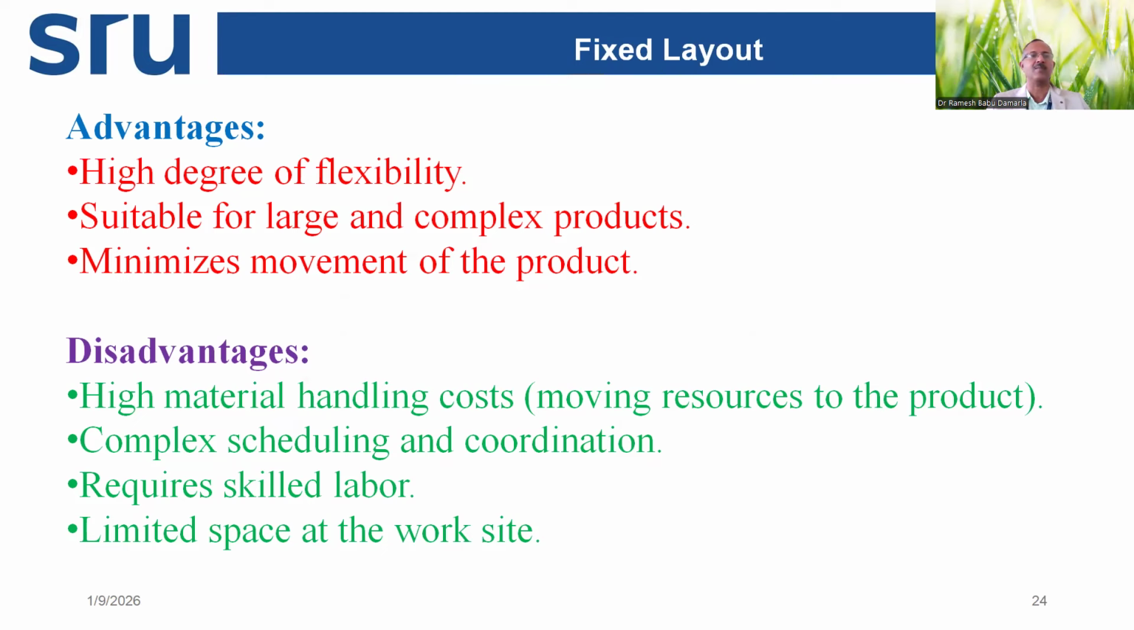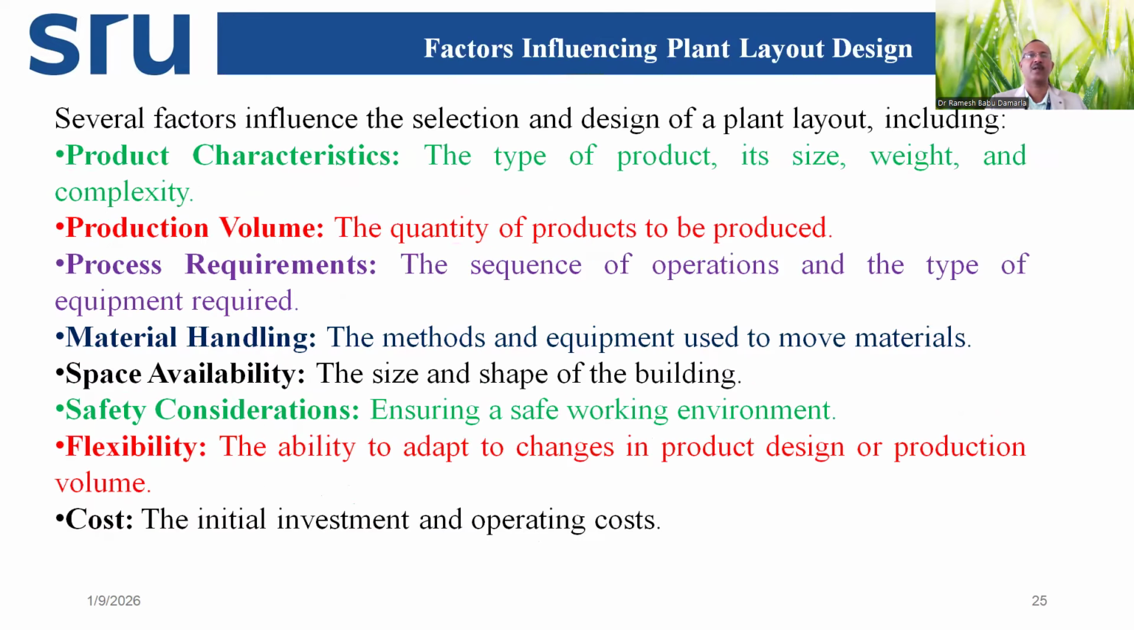And even coordination is complex in this case. You can imagine ship manufacturing. Lot of components. Aircraft assembly. Nearly 25 lakh components, or 2.5 million components, are assembled in one aircraft. So this fixed layout case requires skilled labor. One should be expert in various tasks. And limited space at the work site is another issue.